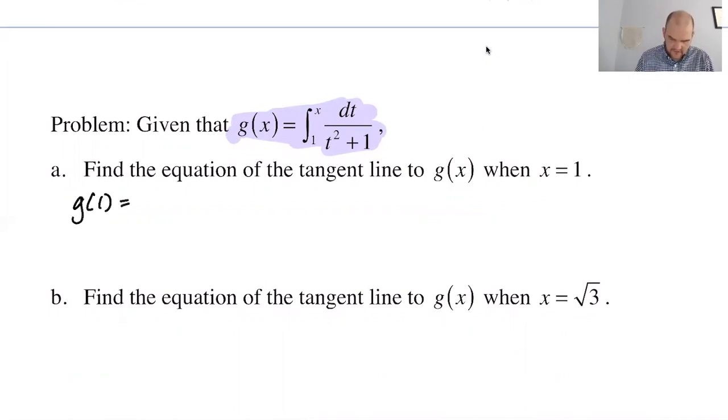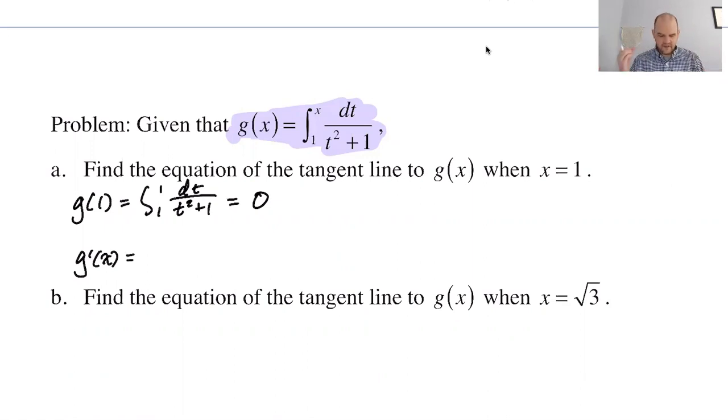So g of 1 is the integral from 1 to 1. That's good because it doesn't matter what I'm writing right now, because the integral from 1 to 1 of anything is going to be 0. So g of 1 is 0. So the point (1, 0) is on the curve. And now we're looking for the tangent line there. So we're going to need to know g prime.